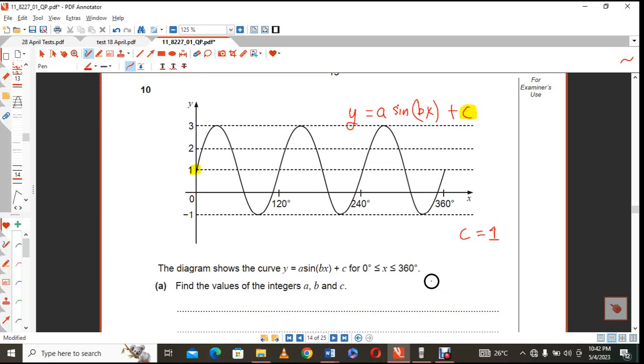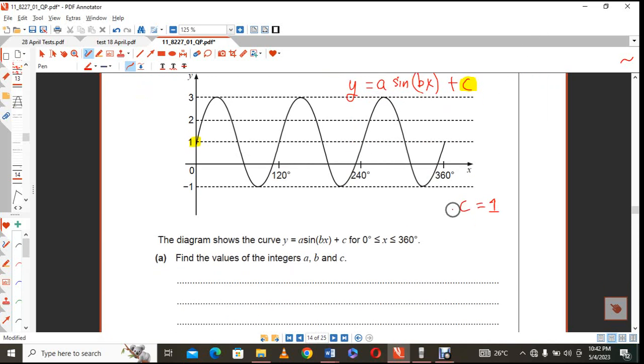And then our a is our amplitude. Now here's the thing about the amplitude. Of course you can see it from there, but I'm going to write it down. The amplitude is calculated by taking the absolute value of the maximum minus the minimum, and you're going to divide by 2. The maximum here, as you can see, is 3, and the minimum here is -1, and you're going to divide that answer by 2.